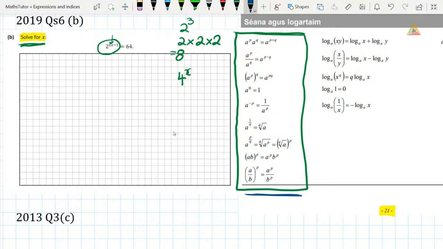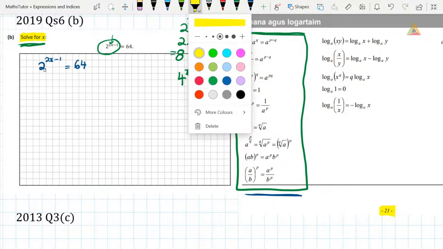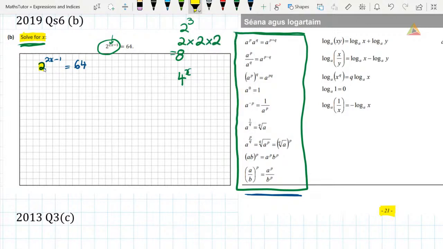When I have an equation and I want to solve it and the unknown or the variable is in my power, what we need to do is write both sides of the equation as the same base number, or the same big number. This side looks fine because we have 2 to the power of 2x minus 1, and that is 2 to the power of something. But the other side at the moment says 64. I want to write this as the same base number as I have on the left-hand side. So on the left-hand side, I have a 2, so I want to write 64 as 2 to the power of something.